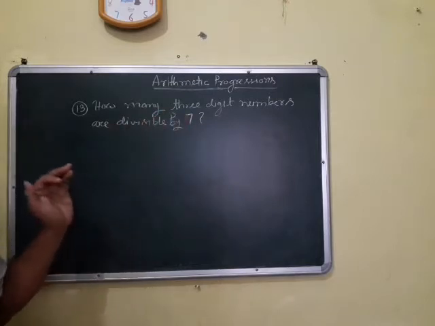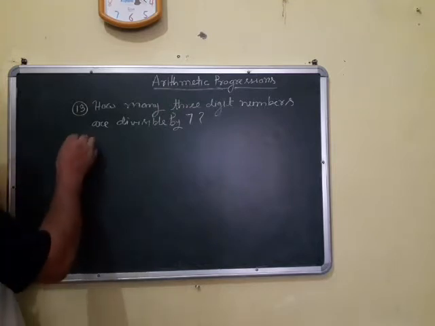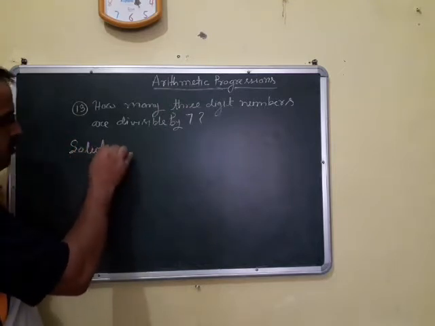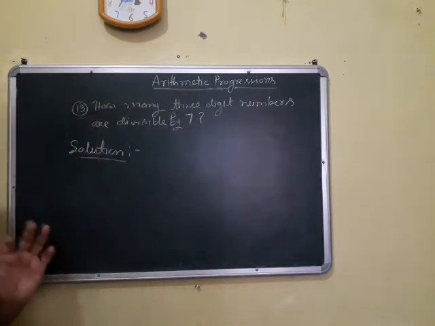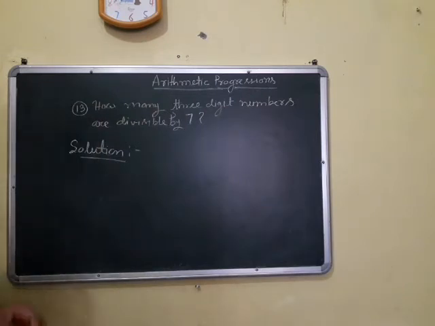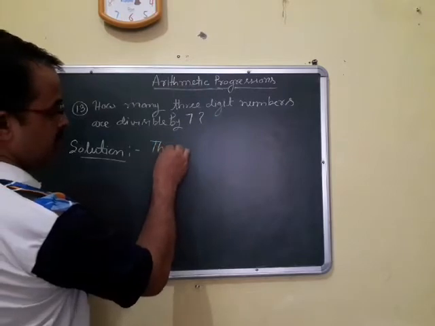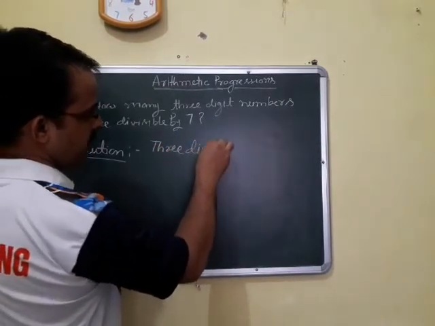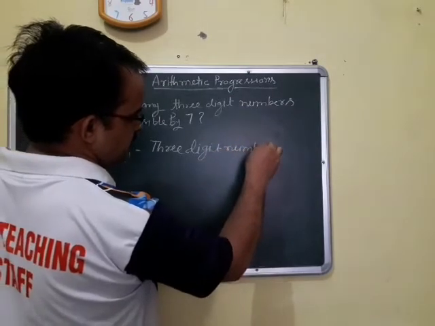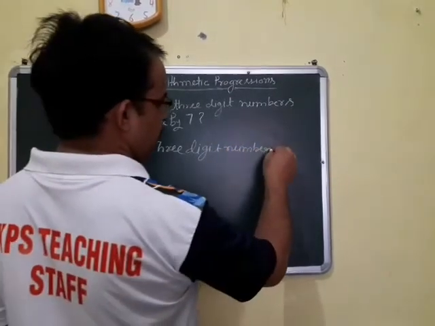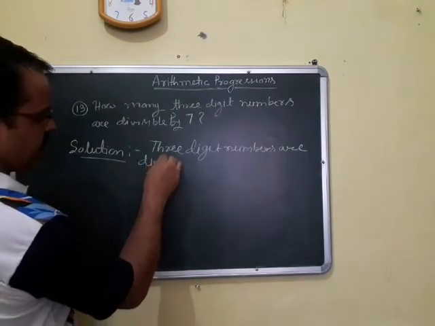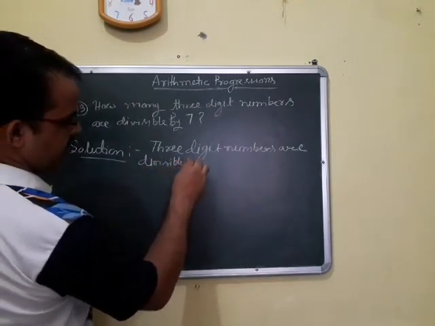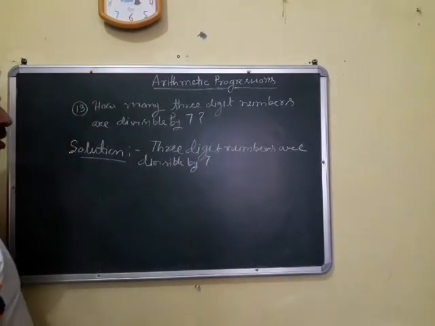Now we discuss the solution. Look here, first we find the three-digit numbers that are divisible by 7. Now look, which three-digit numbers are divisible by 7.